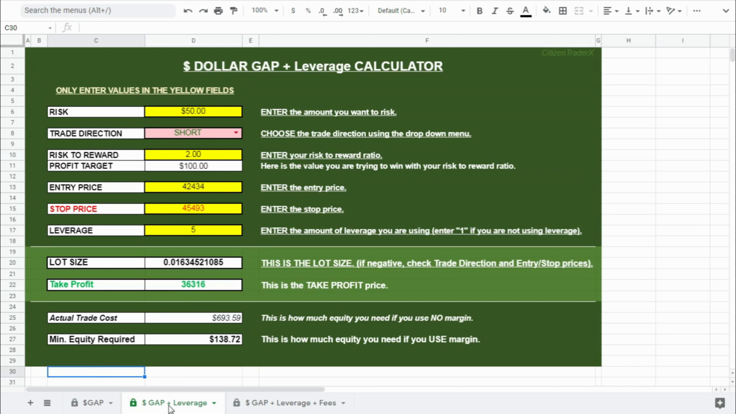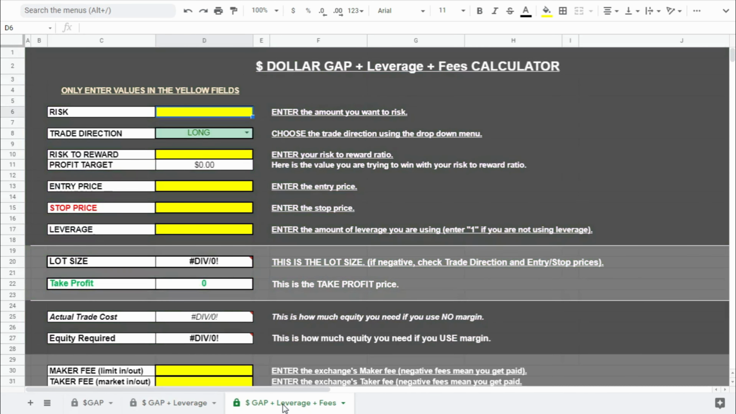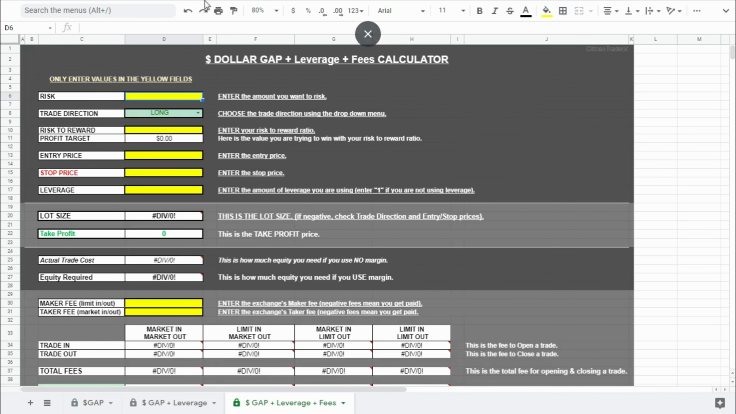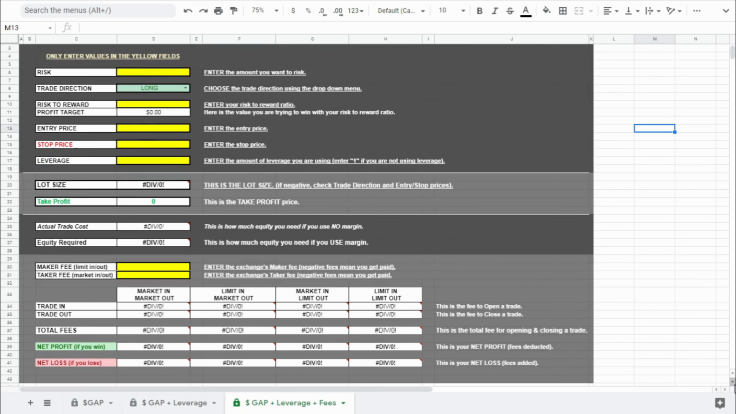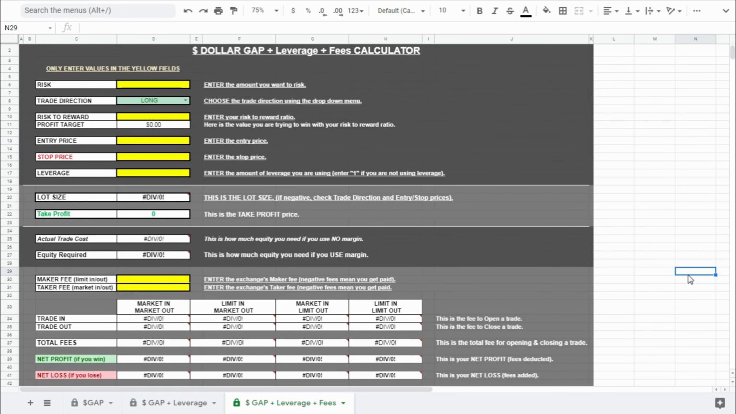All right, so that was the dollar gap and leverage tab. Okay, let's go and check out the next tab, which is dollar gap and leverage and fees. So the difference here is that we're going to take fees into consideration. Let's make this a little bit smaller so we can see. Still not enough. Let's go down a little bit so we don't need the title. All right, that's everything on the screen.